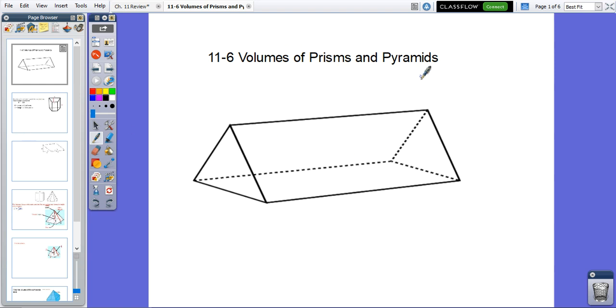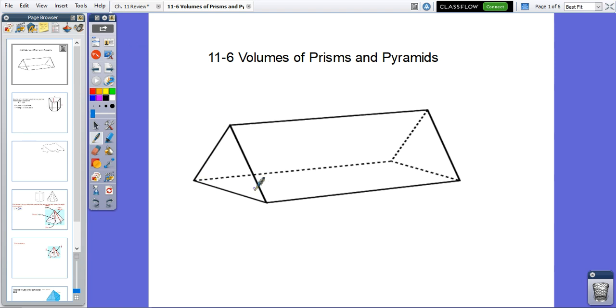Now, prisms and pyramids are called polyhedrons. They're called polyhedrons because they have flat edges and flat sides all the way around. When we get to 11.7, we talk about cones, cylinders, and spheres, and they're called non-polyhedrons because they're missing what? The flat edges, and sometimes the flat surfaces as well. So that's what makes them unique, but the idea behind them is all the same.